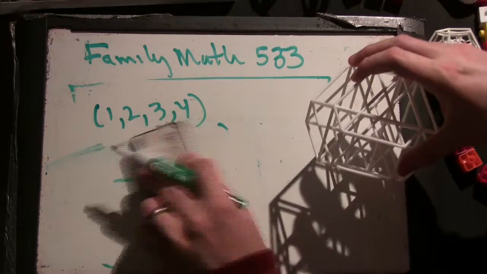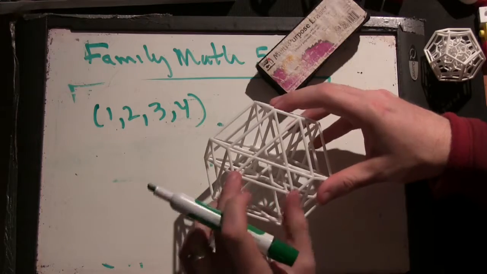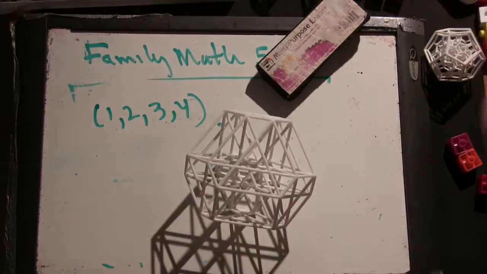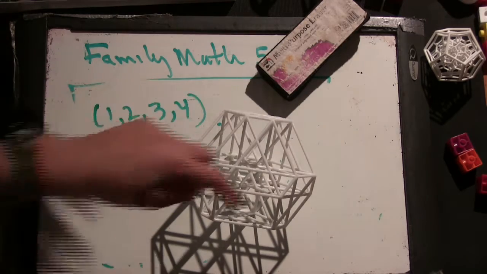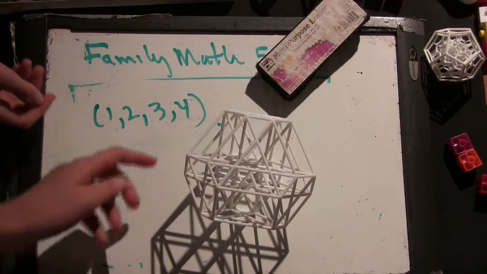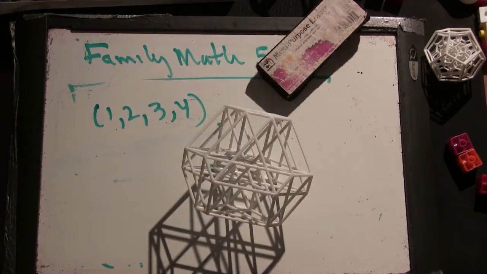And so each vertex, can you count how many vertices there are? There's 6 on the top, 6 on the bottom, and 6 around this middle bit. That's 18, 24. Right, you see 24.